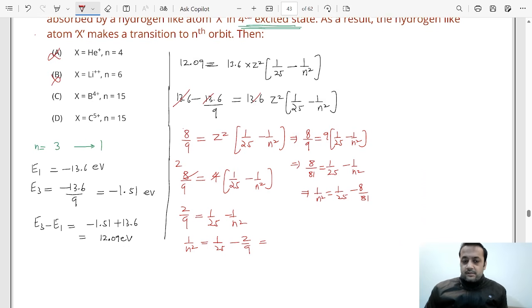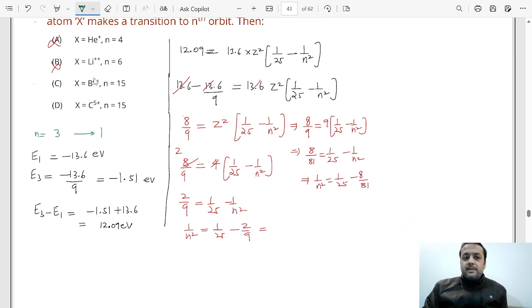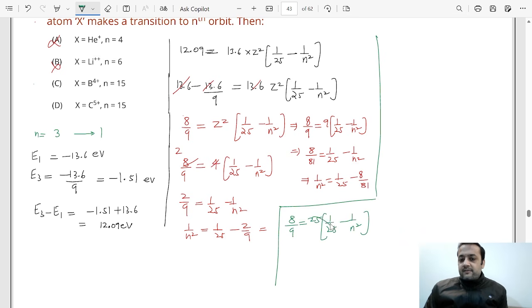Let's check for boron. Boron is how much? Hydrogen, helium, lithium, beryllium, boron. Boron means 5, so Z will be 5. If I put Z as 5 here, 8 by 9 equals 25 into (1 by 25 minus 1 by n square). This 25 you can bring inside, so 8 by 9 equals 1 minus 25 by n square. So 25 by n square becomes 1 minus 8 by 9, which is 1 by 9. So n square becomes 9 into 25. That means n becomes 3 into 5, which is 15, and this matches perfectly. So this is an absolute possibility.